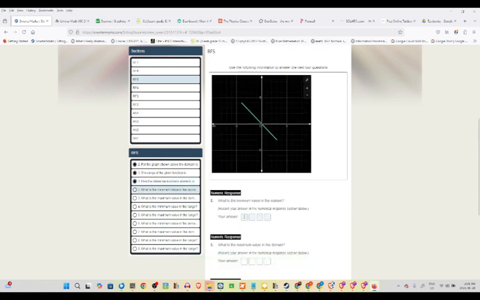So here, the minimum value in the domain as graphed, this domain starts at -4. The maximum value of the domain is 3. Our range goes from -3 to positive 4.